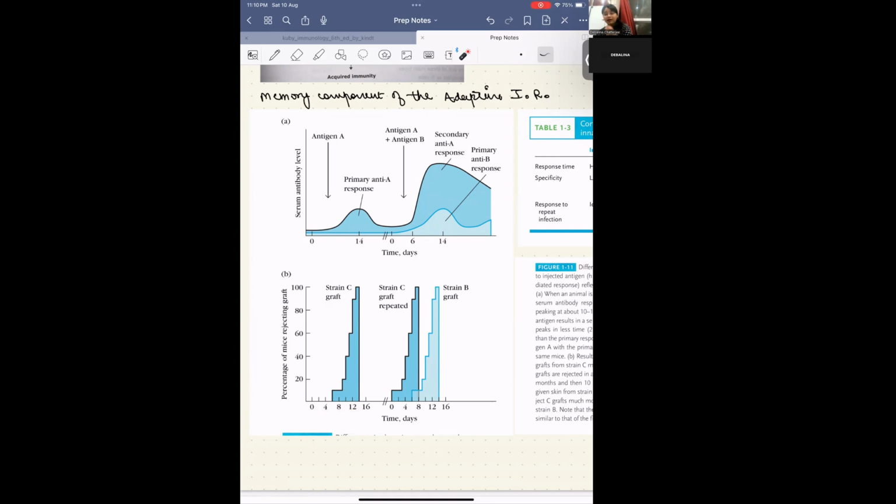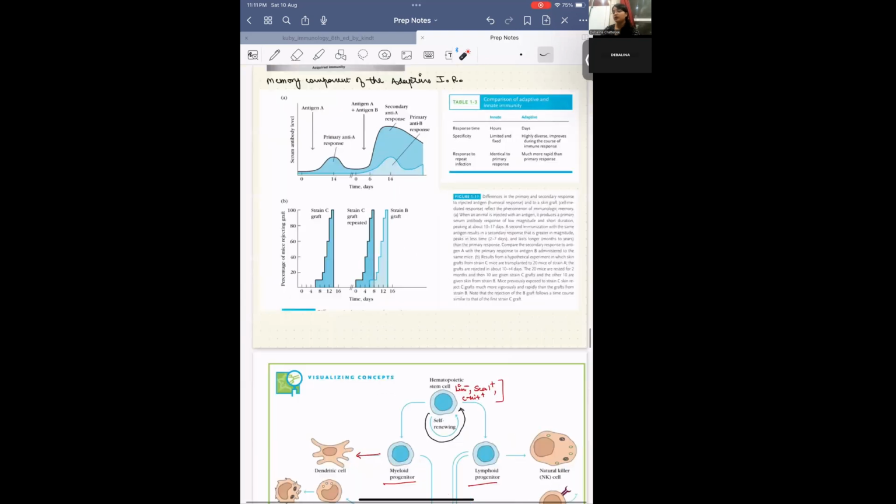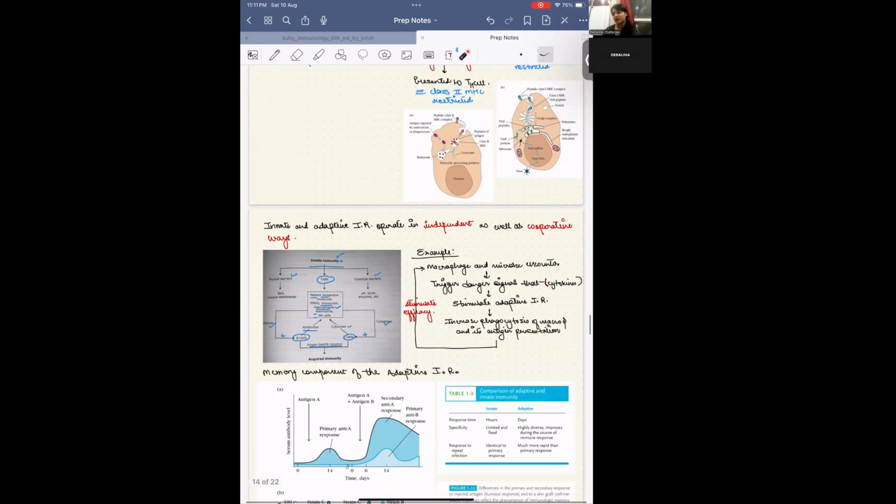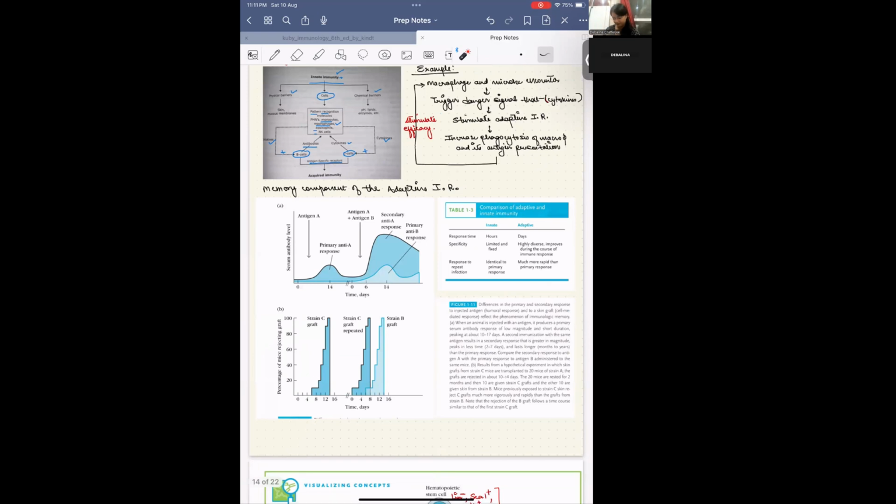But when the same graft is repeated, this time the graft rejection happens within 8 days, and as a control, a graft from a different strain was also given, where we saw that the graft rejection happens in around 13 to 14 days. So it's very similar to what we see in the humoral arm of the adaptive immune system. So with this, we finish our understanding of who the players of the adaptive immune system are and how they bring about an effect.